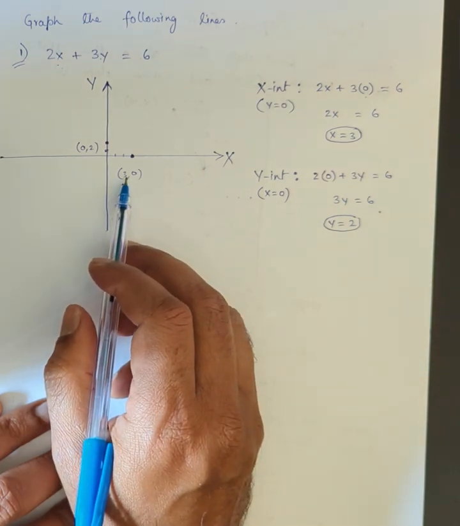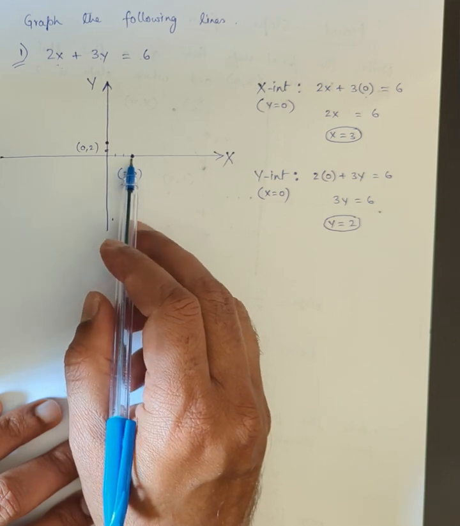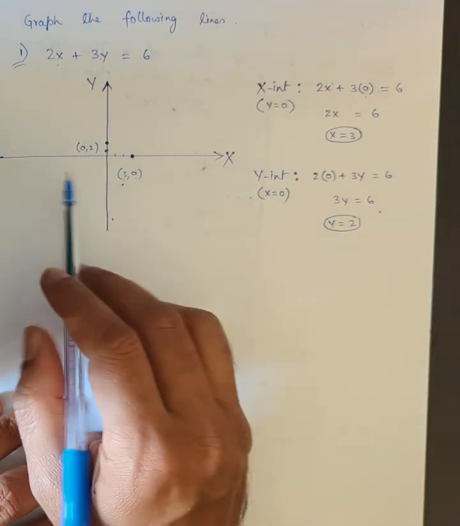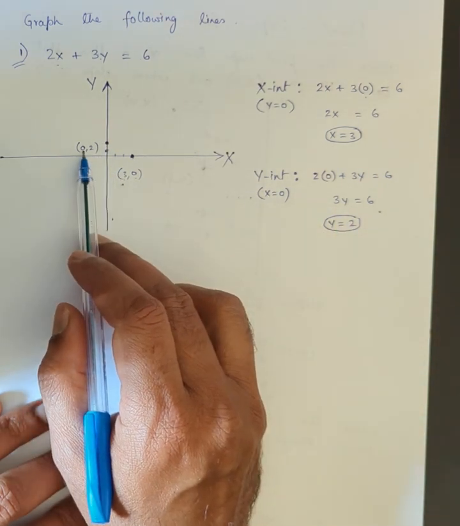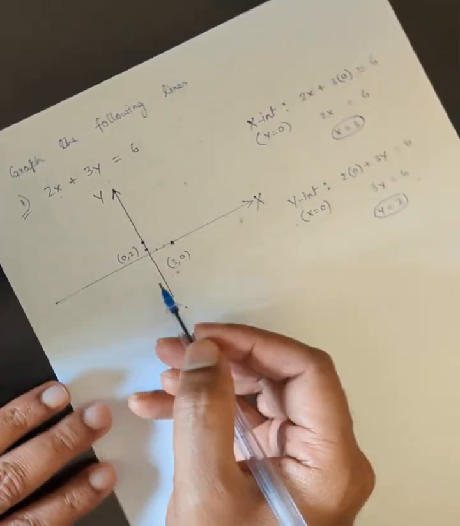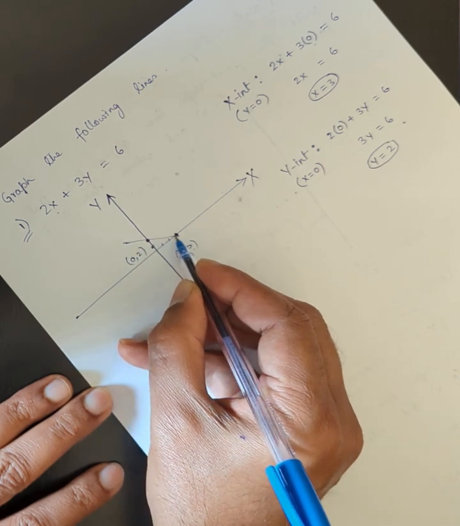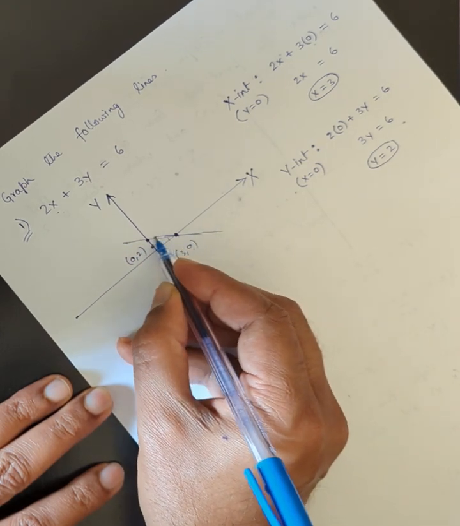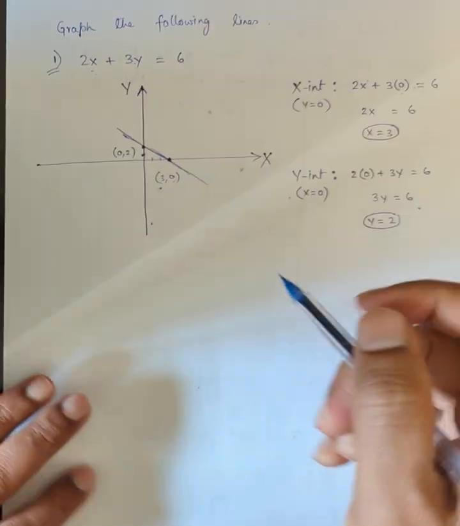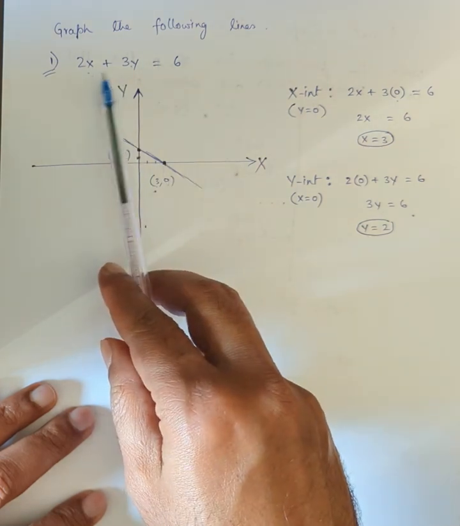Because it's on the x-axis, the y-coordinate is 0, and the x-intercept was 3, so I got 3 comma 0 for this. And the y-intercept was 2, so the x-coordinate is 0, and the y-coordinate would be 2. Once I have these 2 points, I can join them. All I need are 2 points to draw a straight line. So that's how we can graph a line in standard form.